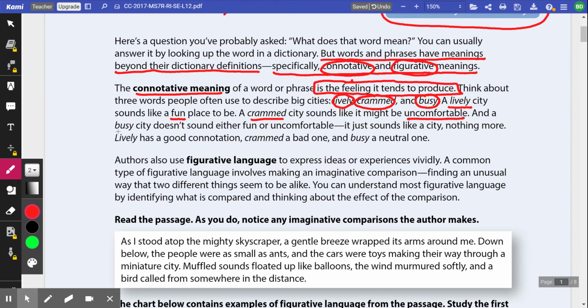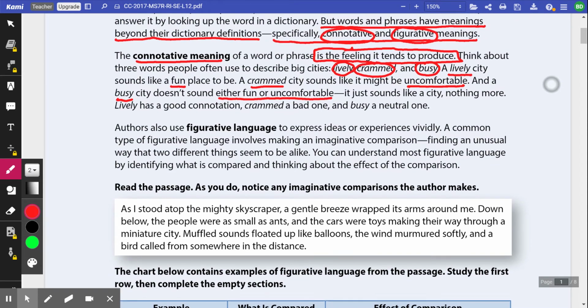And a busy city doesn't sound either fun or uncomfortable. It's kind of neutral feeling, right? So it sounds just like a city, nothing more. Lively has good connotation, crammed has bad one, and busy a neutral one. So all three of those words can describe a city, but they each have a different feeling behind them. They each have a different tone. So positive, negative, or neutral associated with their meanings, right? So now let's kind of move on to figurative.